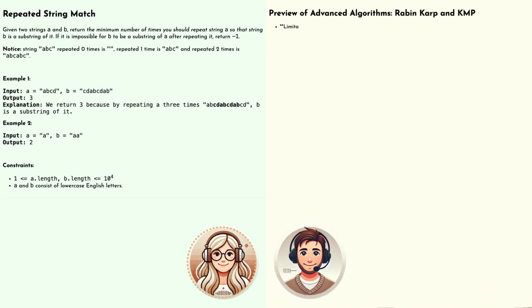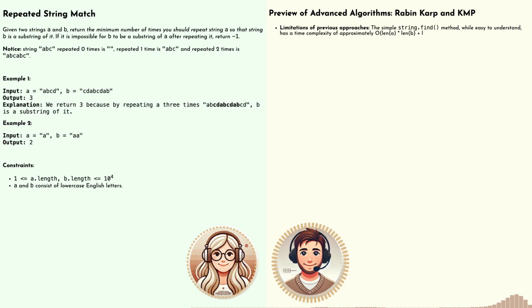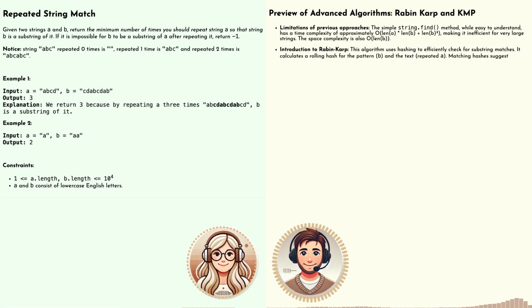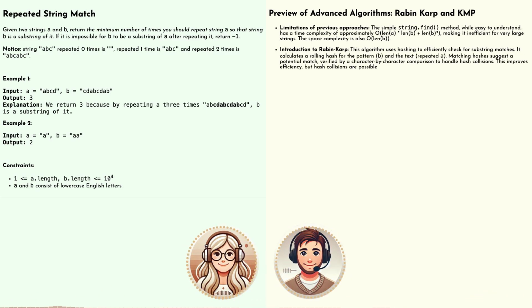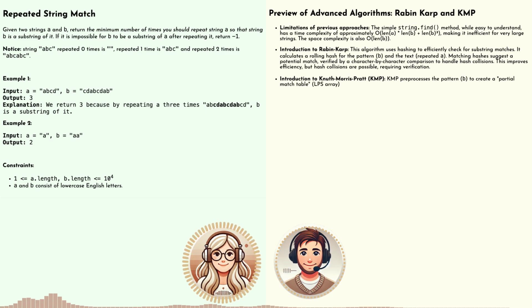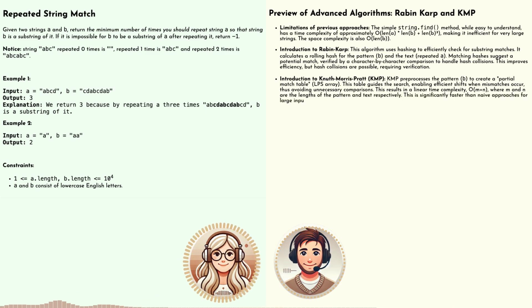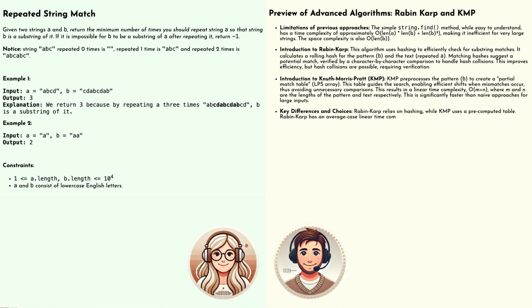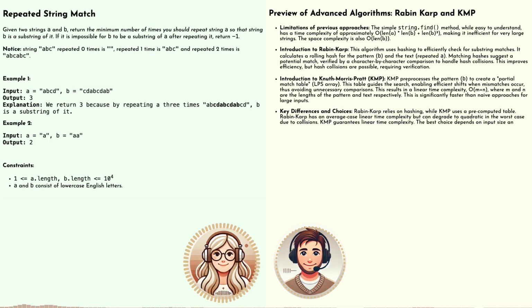Great tips. I'm super curious about these Rabin-Karp and Knuth-Morris-Pratt algorithms now. They sound like they could take this whole string matching thing to a whole new level. Oh, they definitely can. They're game changers for sure. But maybe we should take a quick pause here. When we come back, we'll dive into the fascinating world of Rabin-Karp and KMP, and you'll see how they can make even the toughest string matching problems feel like a walk in the park.